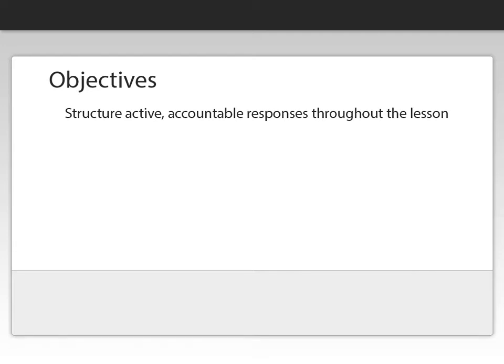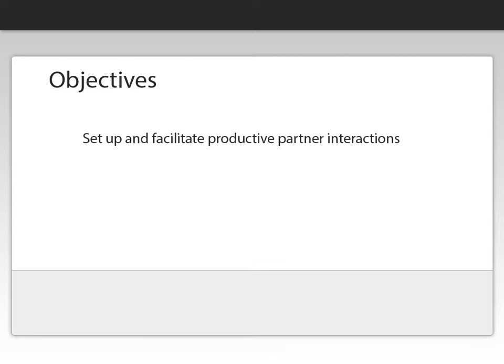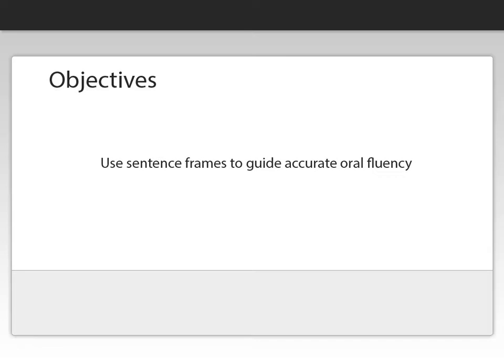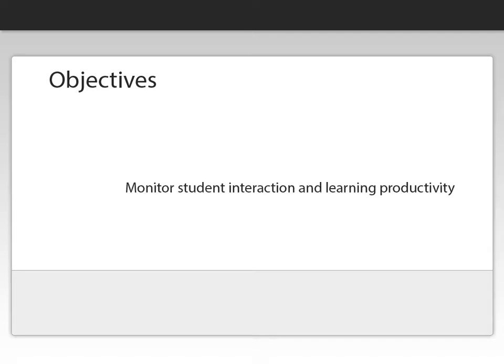This or some other intentional system for structured, accountable responses should be used throughout the lesson all day, every day. In this module, we will discuss setting up and facilitating partner interactions. We will introduce the idea of using a sentence frame to guide oral fluency, and we'll suggest some strategies for monitoring student interaction and learning productivity.